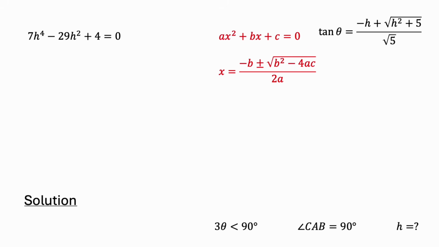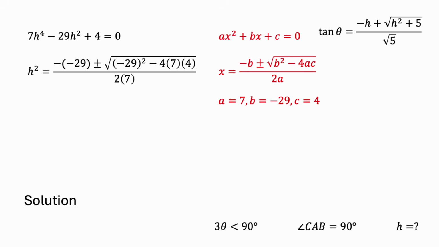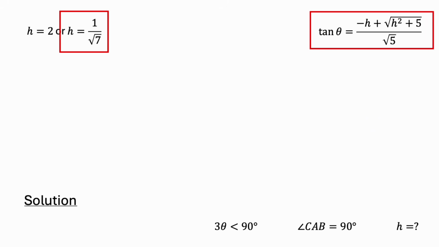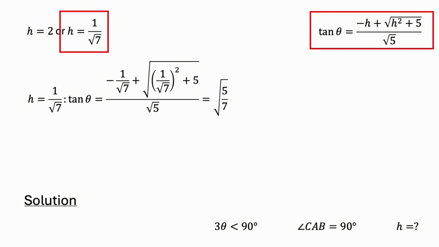An application of the quadratic formula with a equals 7, b equals minus 29, and c equals 4 gives us two possible solutions. h squared equals 4 or h squared equals 1 over 7. Taking the square root, we obtain h equals 2 or h equals 1 over √7. To determine the possible values of h, we substitute h equals 1 over √7 into the expression for tan θ, giving us tan θ equals √5 over 7.